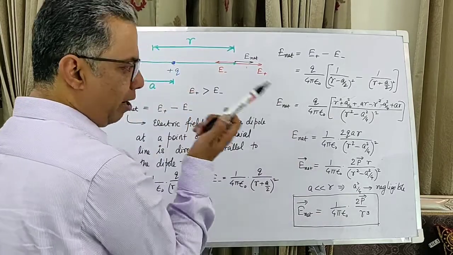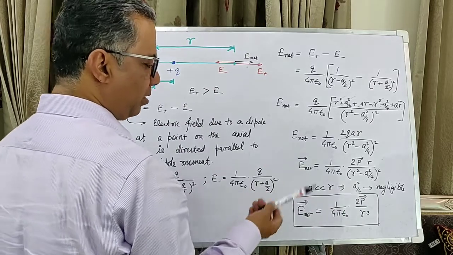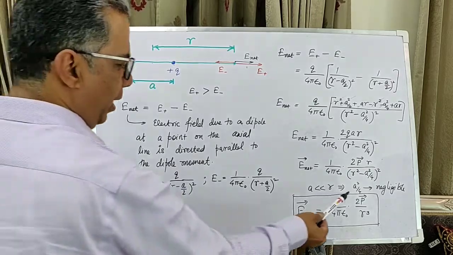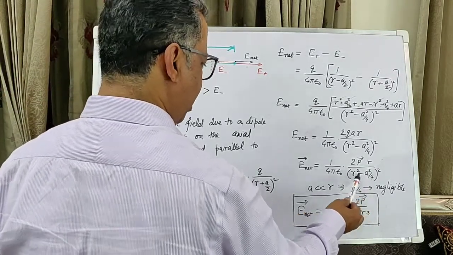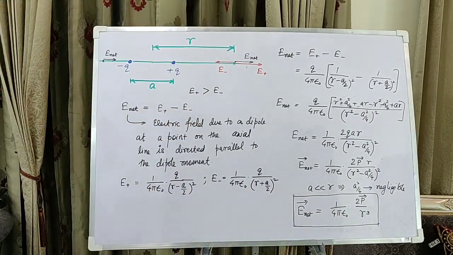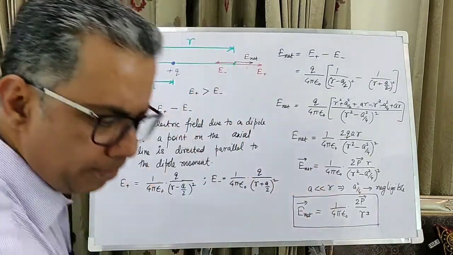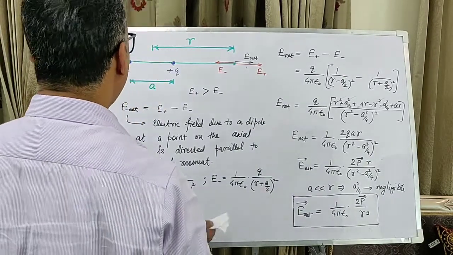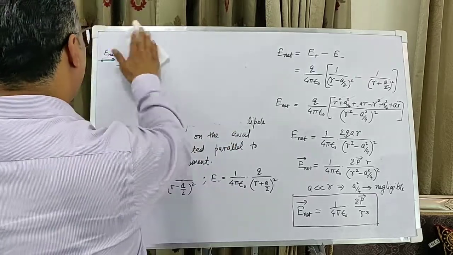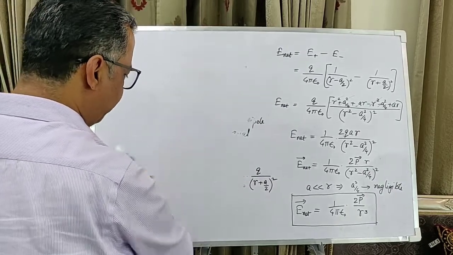If you are dealing with larger dipoles, then you will end up using this result, but as I said, dipoles are generally very, very tiny, and therefore a square by 4 here is always negligible in comparison to r square, and we end up with this result. So this then is the electric field due to a dipole at a point on the dipole axis. We now move on and take up calculation of the electric field on the equatorial line of a dipole.